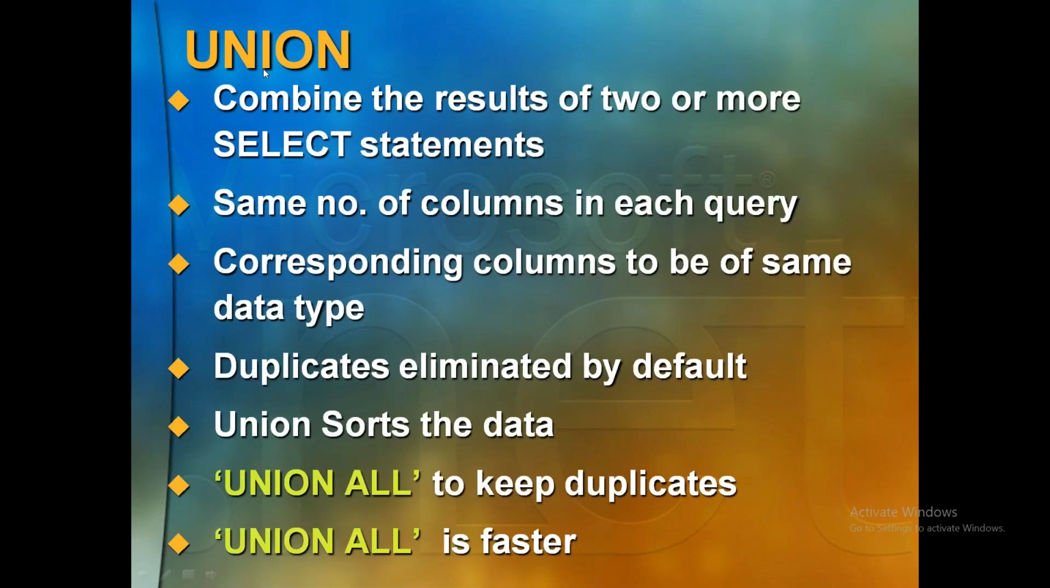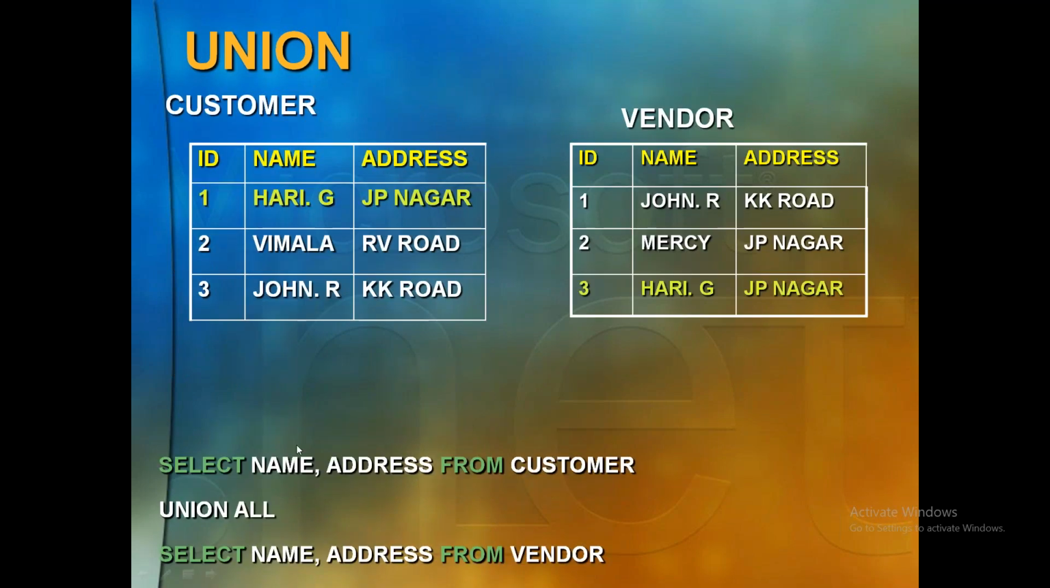Clear? So union combines the results of two or more select statements. Same number of columns in each query. Corresponding columns to be of the same data type. Duplicates eliminated by default. Union sorts the data. Union all to keep duplicates. Union all is faster. What is the meaning of union all?